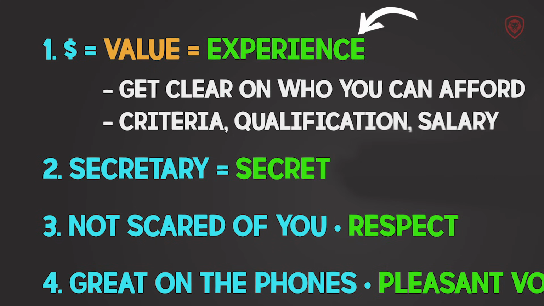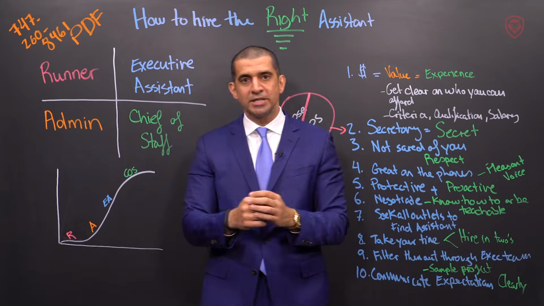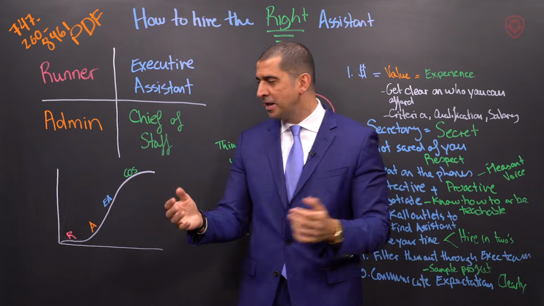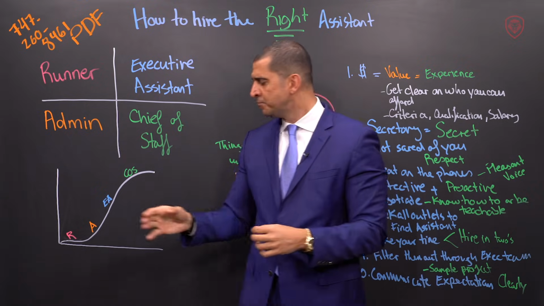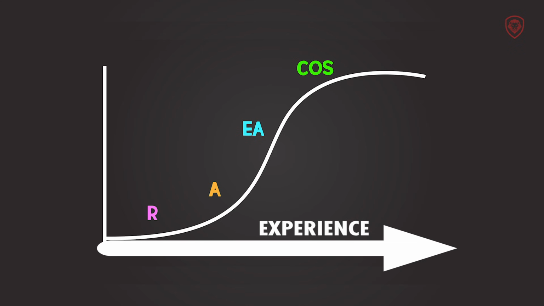Very clear. So you've got to get clear on who you're looking for. And the criteria you put up there, you can't say I want a chief of staff, but you want to pay him $15 an hour. It just doesn't go that way, right? You can't say you want an executive assistant, you want to pay him $20 an hour. It doesn't go that way. If you're getting somebody with more value, more experience, you're going to have to pay more money.